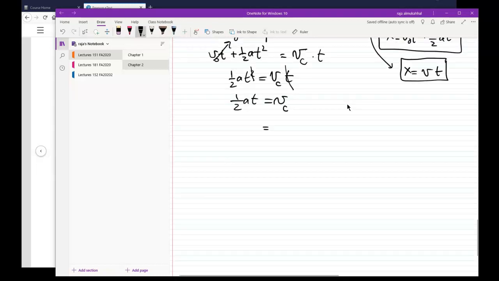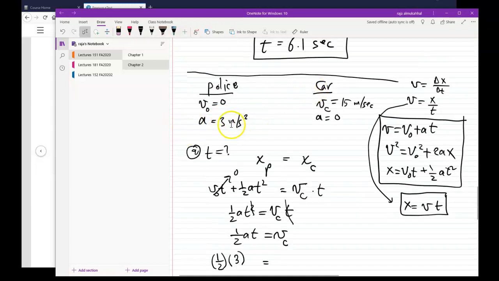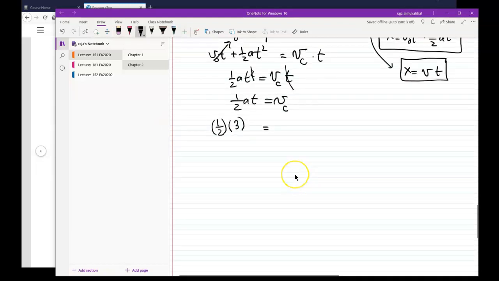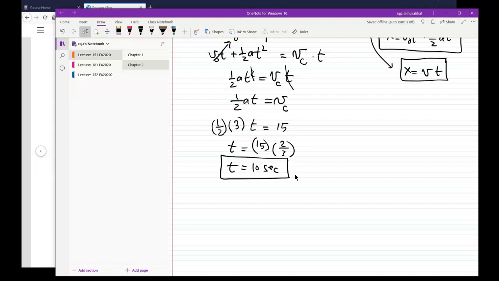So now I have 1/2 times the acceleration, which is 3, correct? Here it is, right there, times t equals 15, and that's 3/2. So therefore the time is 15 times 2 over 3, and that will give me 10 seconds. There we go. So it took the officer 10 seconds to catch up with the car. You got it? Now, that would be basically the first part, part A.